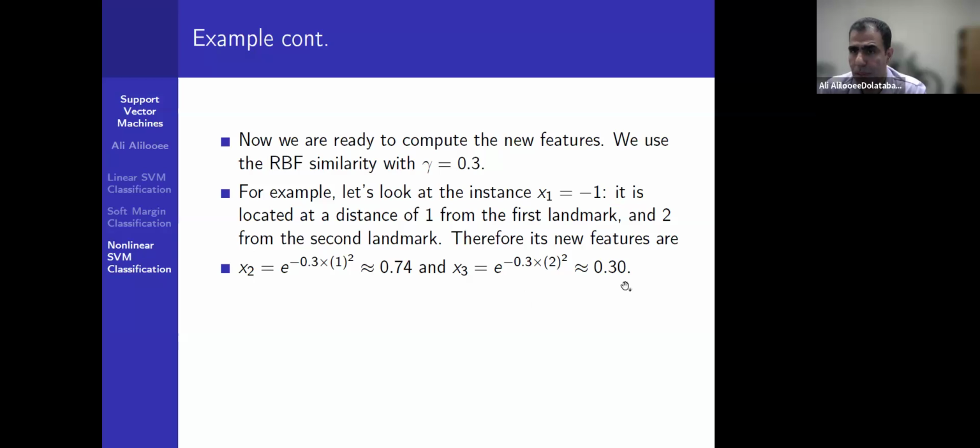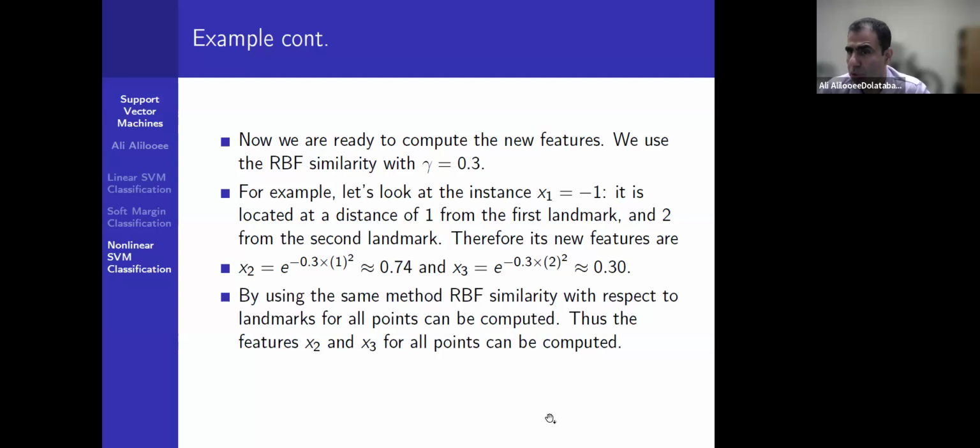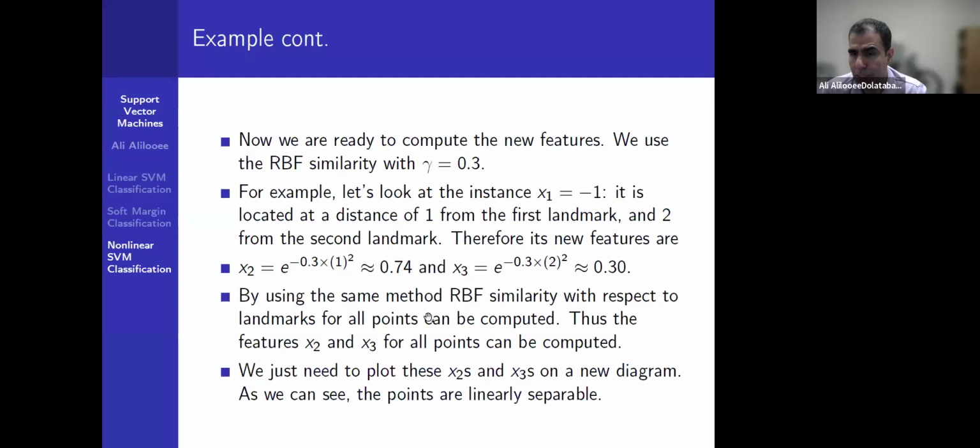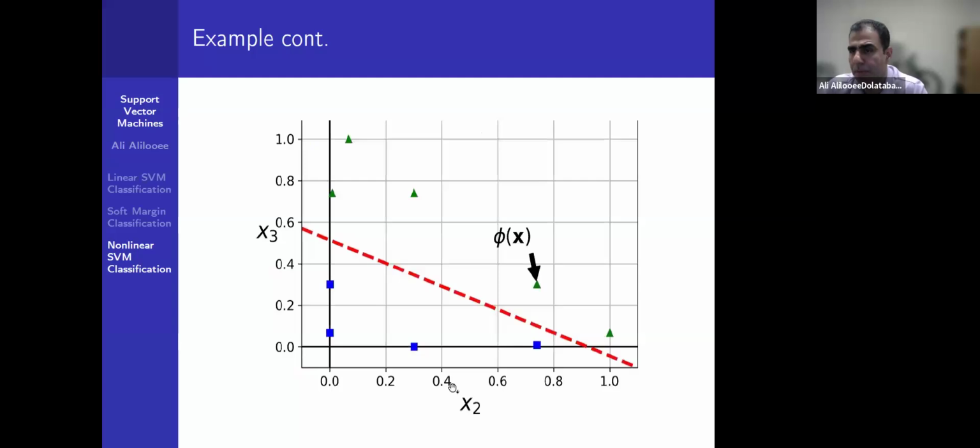So by using the same method, RBF similarity, RBF resemblance can be found with respect to landmarks for all points, and thus the features x2 and x3 for all points can be computed. Exactly the same thing that we did for -1, we can continue calculating x2 and x3 for all other points. So if we plot these x2 and x3, which can be evaluated by using Gaussian RBF, on the diagram, we will reach this diagram.